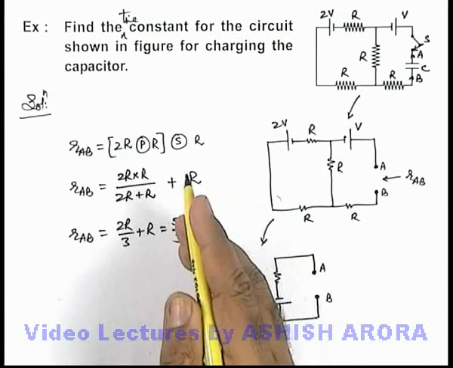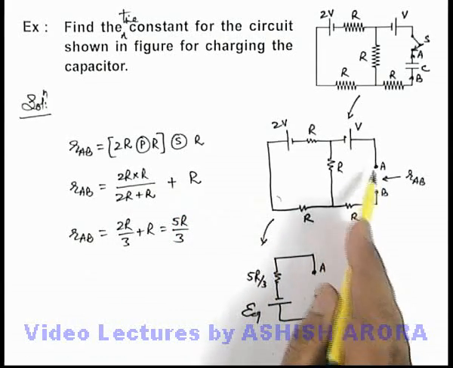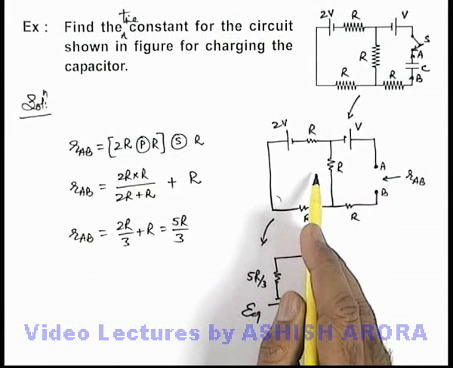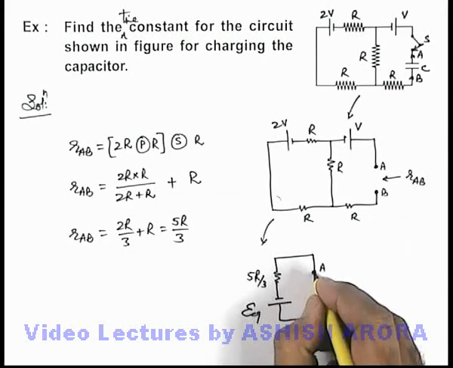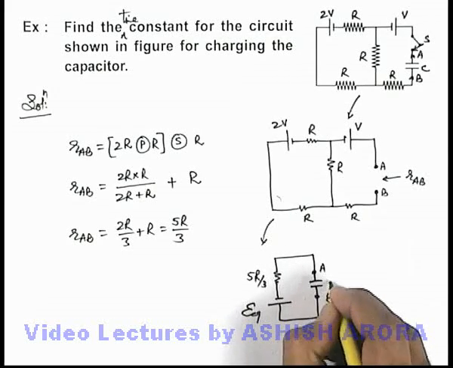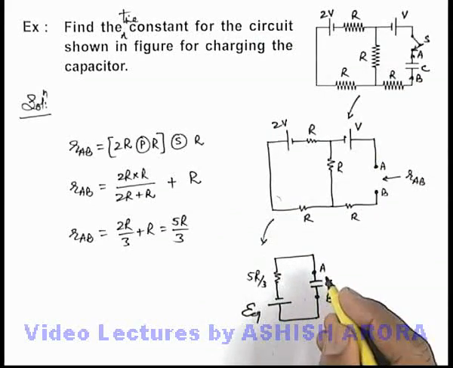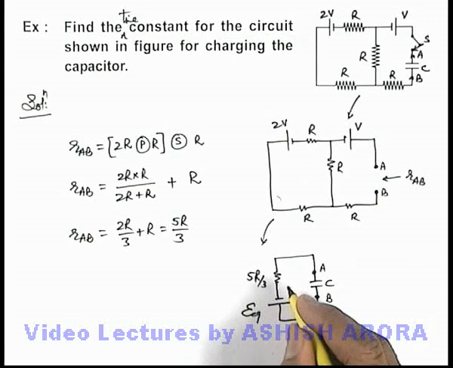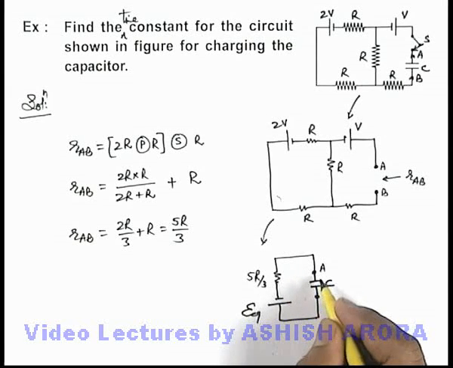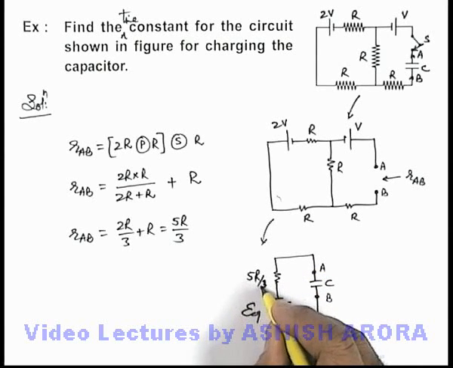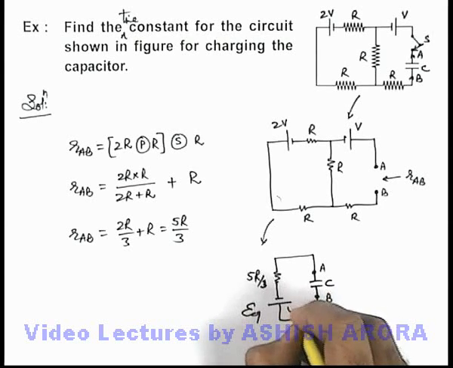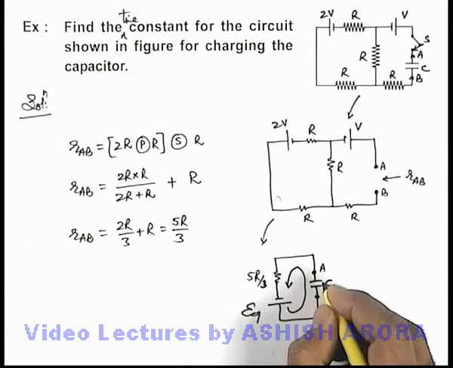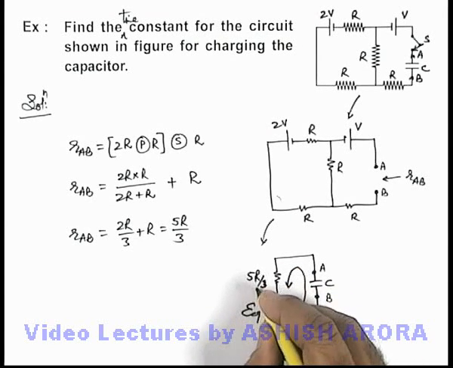Just to solve this problem, I don't need to calculate the open circuit potential difference across A and B in the given circuit, because I don't need the value of E equivalent. Here I replace the capacitor C which I have removed from the original circuit, and here I can see if the switch is closed, this capacitor is connected in series with the resistance 5R by 3 along with the equivalent battery. So when the current is flowing, this capacitor will be charged through this resistance.